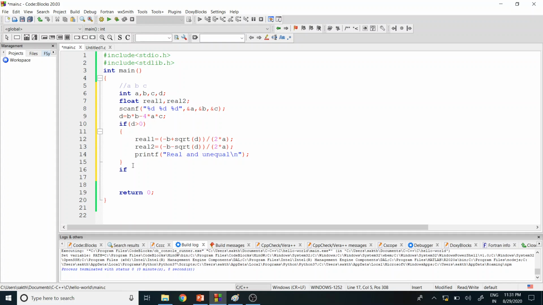Let me write the conditions. If d is equal to 0. Because b square minus 4ac, when it becomes equal to 0, at that time the roots become real and equal. Now let me write the conditions for that. Both the roots 1 and 2 will be the same.